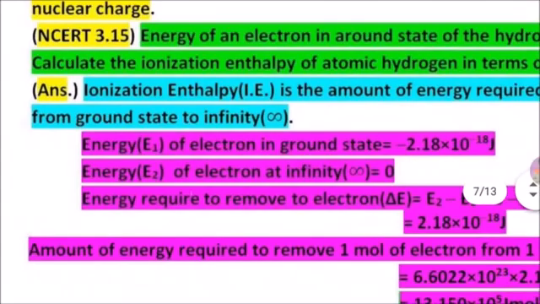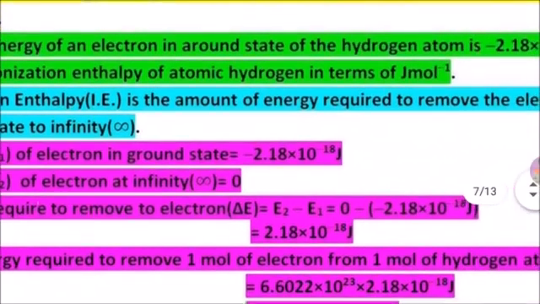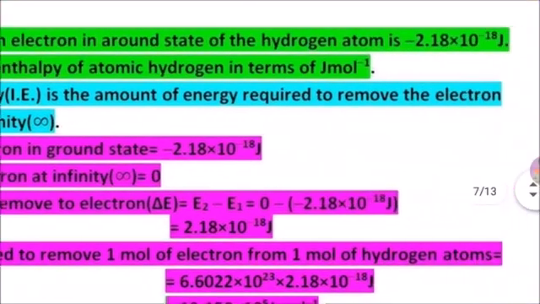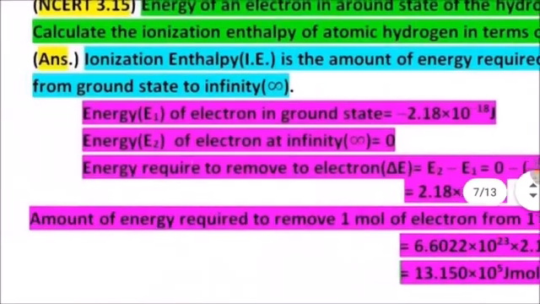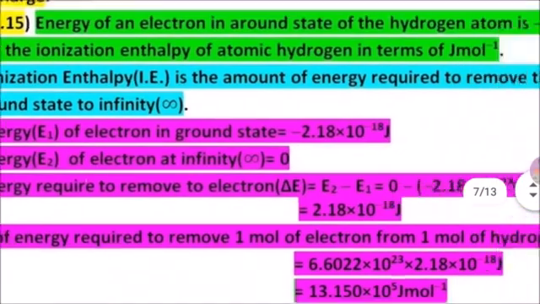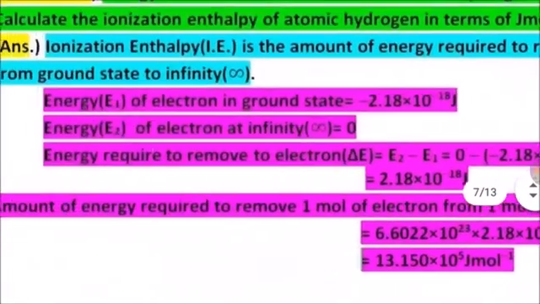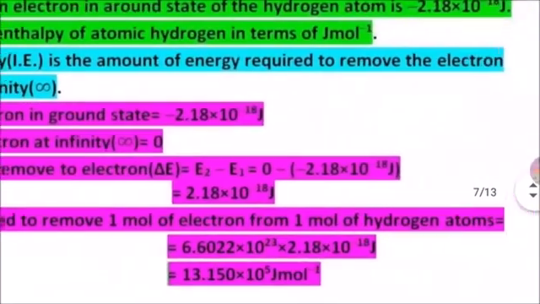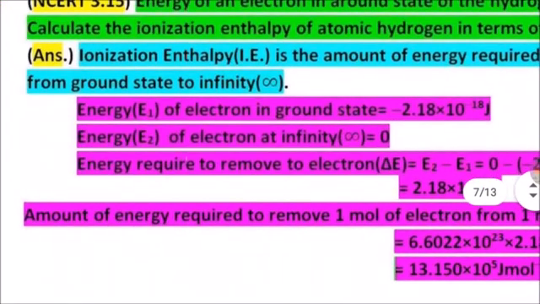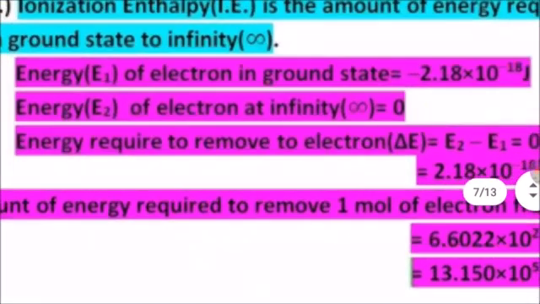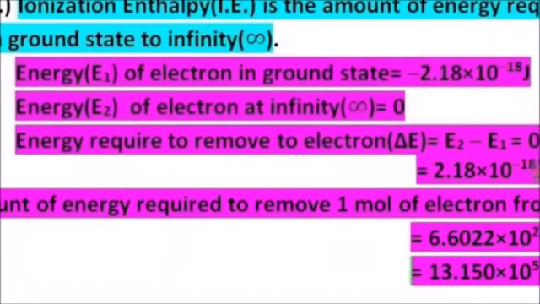NCERT 3.15 question belongs to today's topic. The energy of an electron in the ground state of the hydrogen atom is minus 2.18 into 10 to the power minus 18 joule. Calculate the ionization enthalpy of atomic hydrogen in terms of joule per mole. Ionization enthalpy is the amount of energy required to remove the electron from the ground state to infinity. So the energy E1 of the electron in the ground state is given in the numerical as minus 2.18 into 10 to the power minus 18 joule. The energy E2 of the electron at infinity is 0.